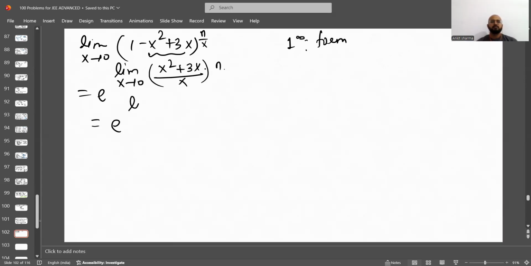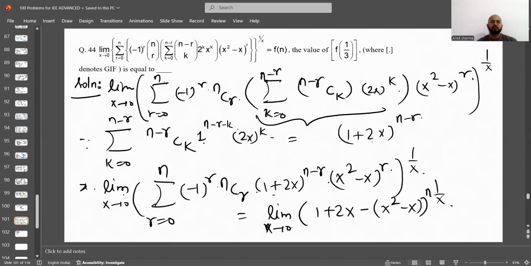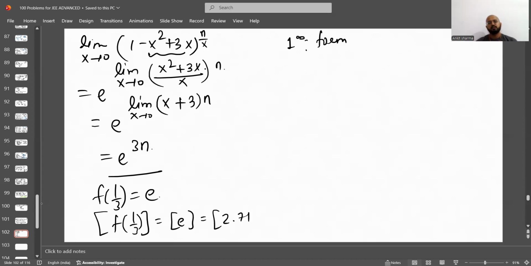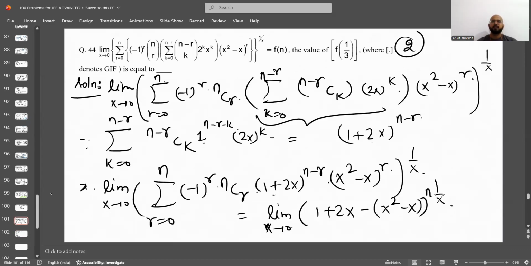Now we can simplify this further. So limit x tends to 0, this will be (x plus 3) into n, which gives me e to the power 3n. So now for e to the power 3n, we need f of 1 over 3, and that to GIF. So f of 1 over 3 would be equal to simply e, and GIF of e is nothing but, 2.71832, GIF if I take, and this turns out to be 2. So the final answer is going to be 2.